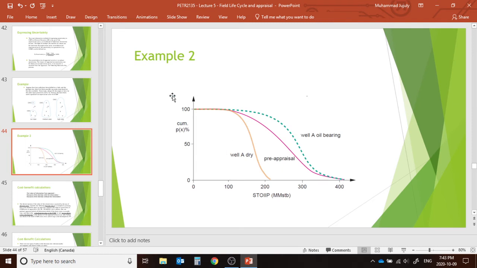So here is the cumulative probability function versus the stock tank oil initially in place, the curve. The steeper the curve, the more probability of getting a dry well, and the more rounded it is, the more oil-bearing probabilities we get.